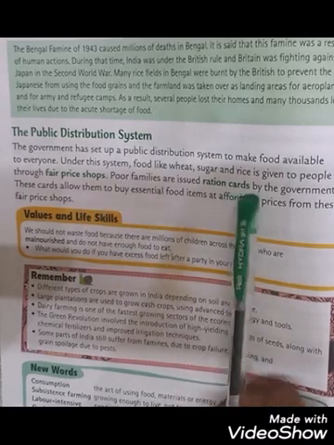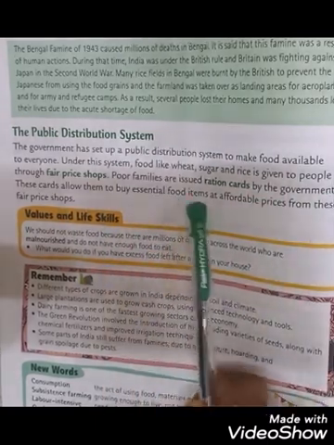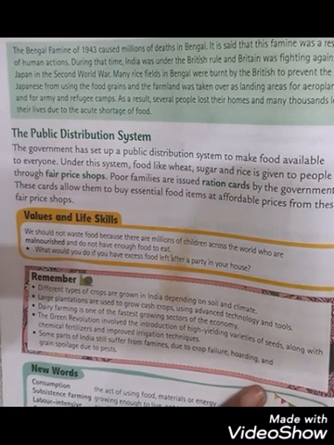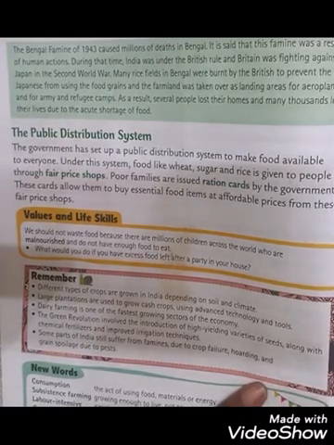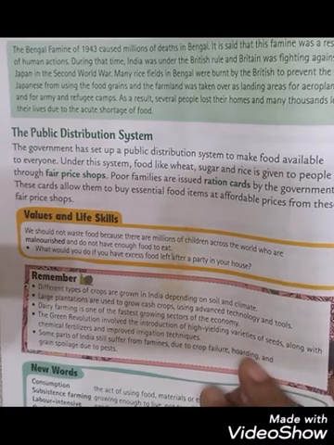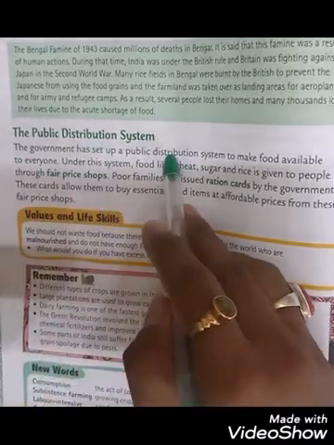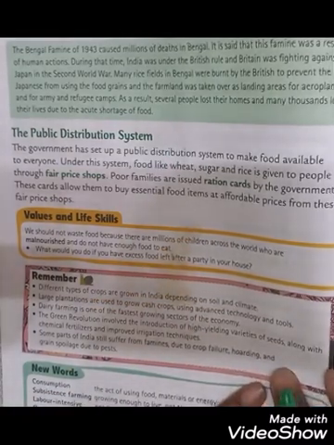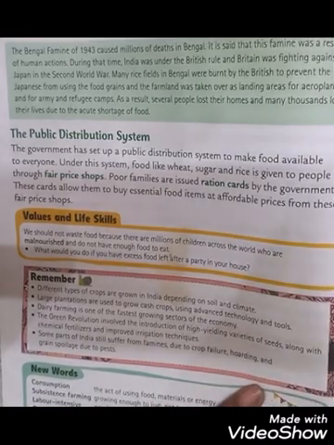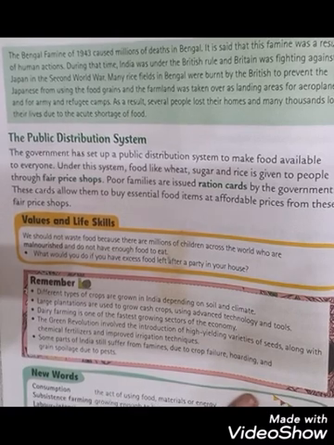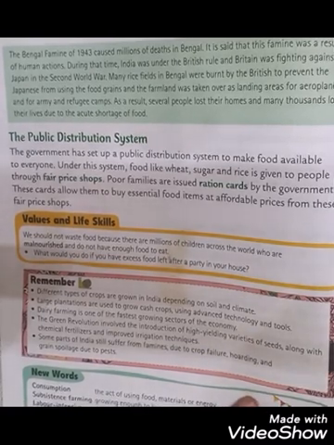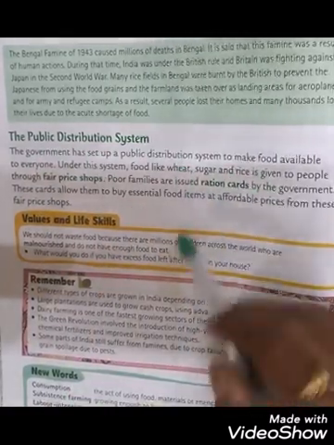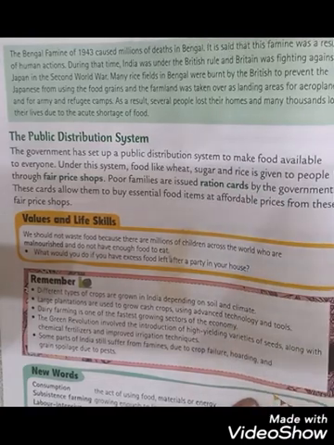Poor people are issued ration cards by the government. These cards allow them to buy essential food items at affordable prices from these fair price shops. Poor people can show their ration card and buy the items at a very low price. People have to pay very little for a kg of rice, sugar, wheat and all. So poor families can buy the food items they need at a very low price. This is called the public distribution system, the system of ration cards, which is run by the government.